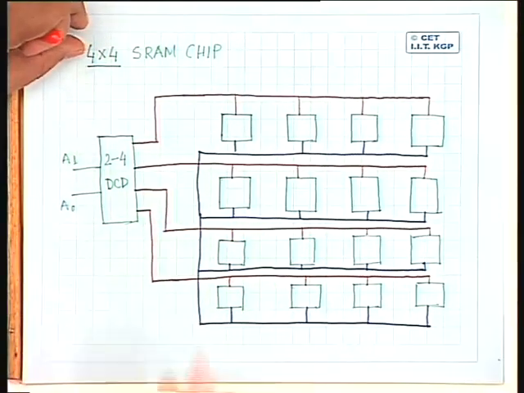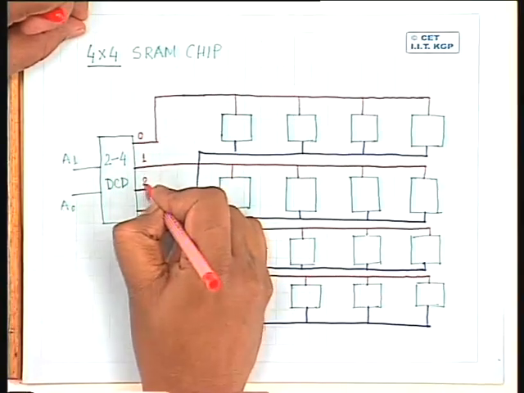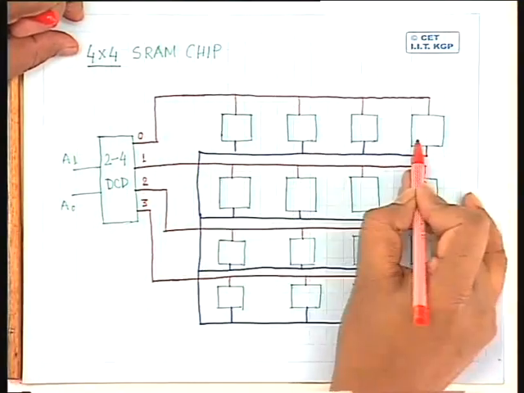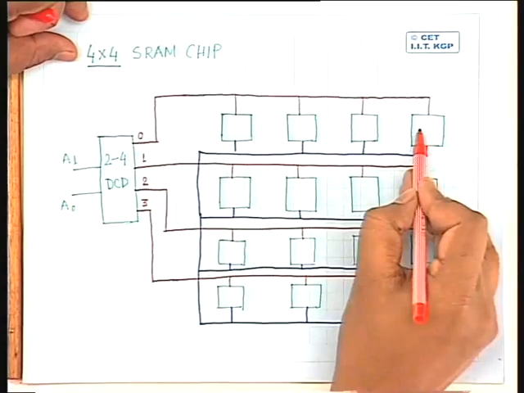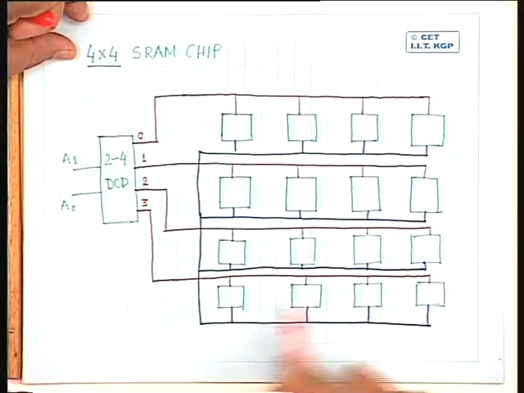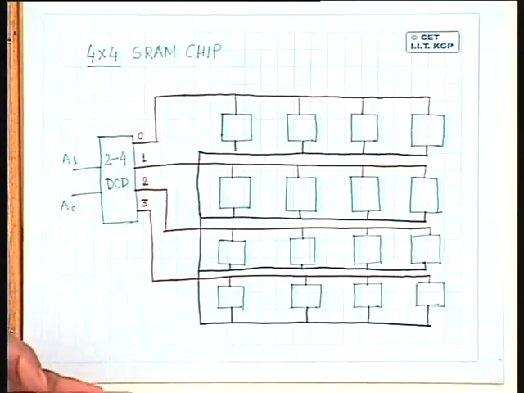It's very simple. So this is the 0th output, first output, second output, and third output. So you find that this row gets an address 0, this row gets an address 1, this row gets an address 2, and this row gets an address 3. Now what is left is how to connect the data in and data out lines.